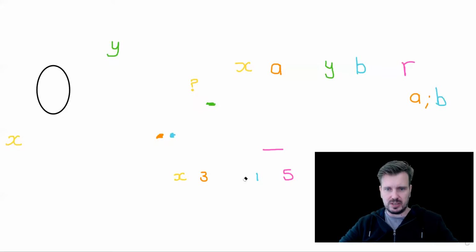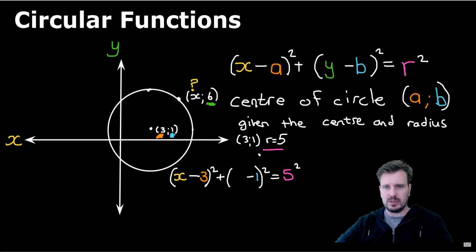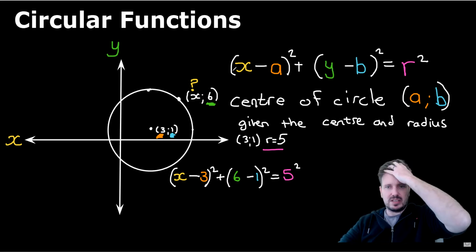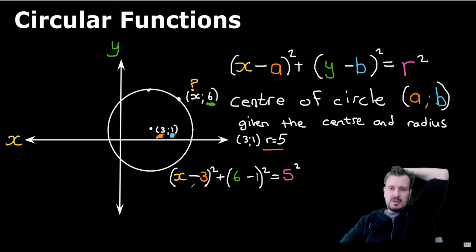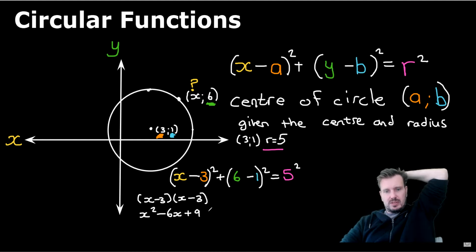And now all I do is multiply out and solve for x. Remember, this here was 6. Oops, I was given my y as 6, so I put in a value. So we're given everything except the yellow, which is the x. So let's multiply this out. x minus 3 times x minus 3, we get x squared minus 3x minus 3x is minus 6x. 3 times 3, minus 3 times minus 3, is plus 9. 6 minus 1 is 5, and 5 squared is 25.